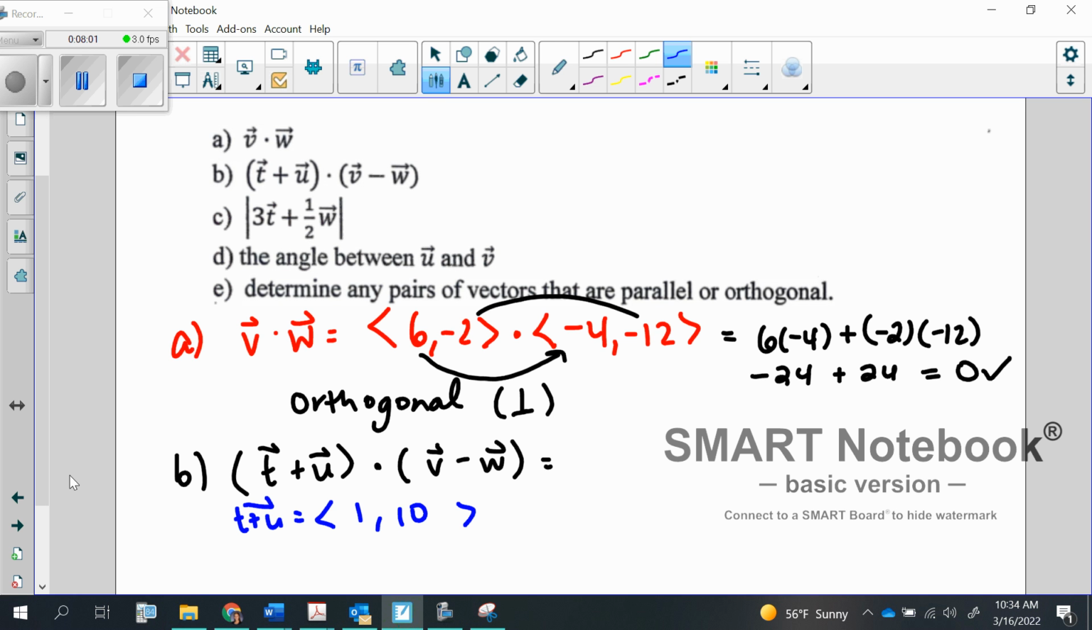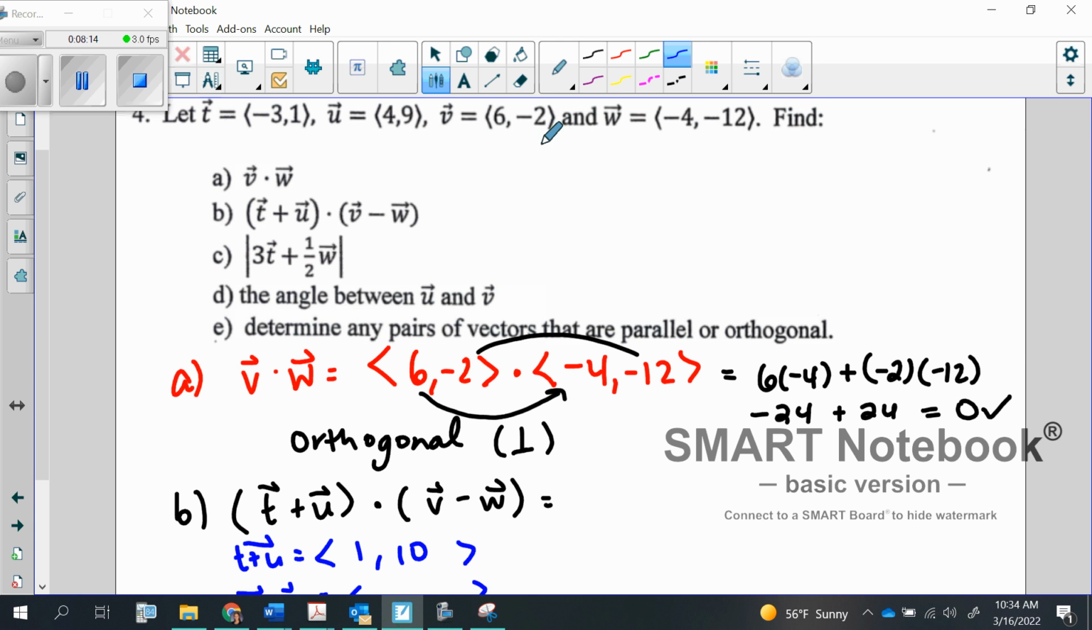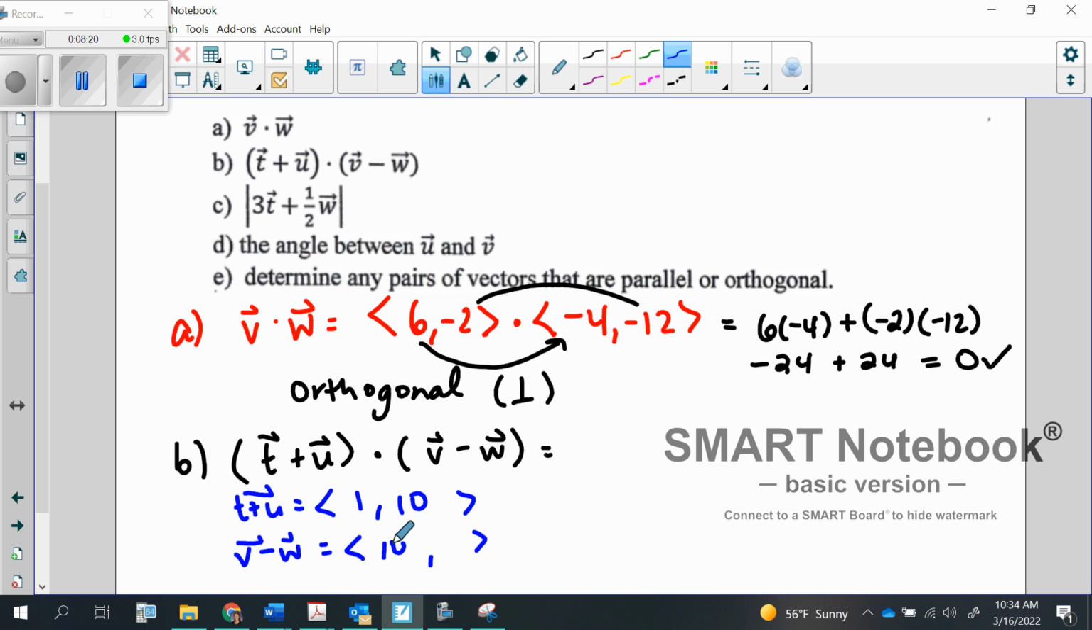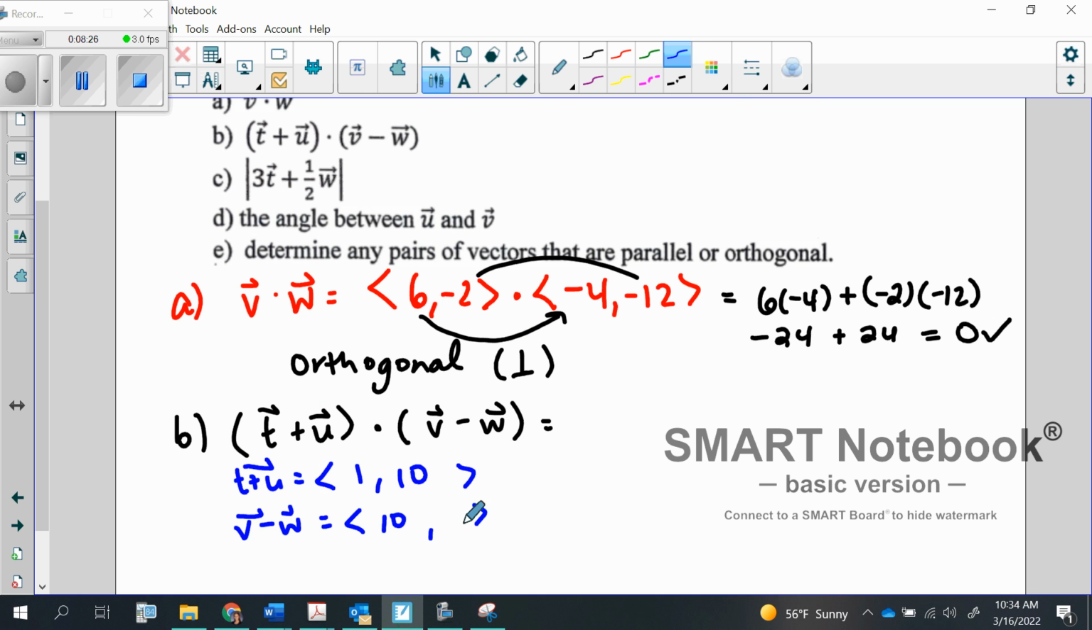And then we could do the same thing for subtracting v minus w. Just make sure we start with v, and I'm going to subtract off w. So 6 minus negative 4 is going to give me positive 10. And then the y values, negative 2 minus negative 12. Minus minus gives me a plus, so I get 10, 10.